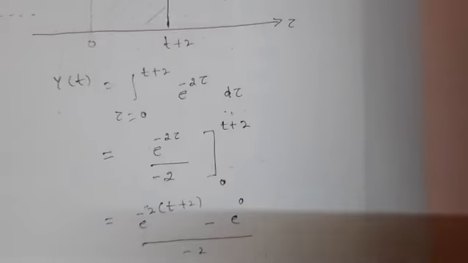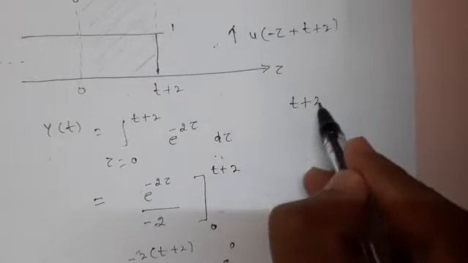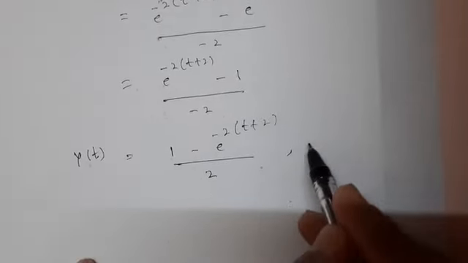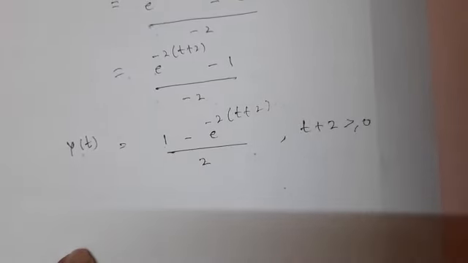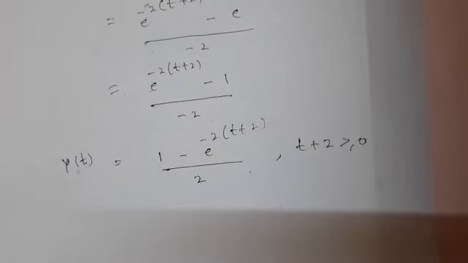What is the condition? The condition is t plus 2 greater than or equal to 0. This value is true for t plus 2 greater than or equal to 0. So at one go, people might not understand.